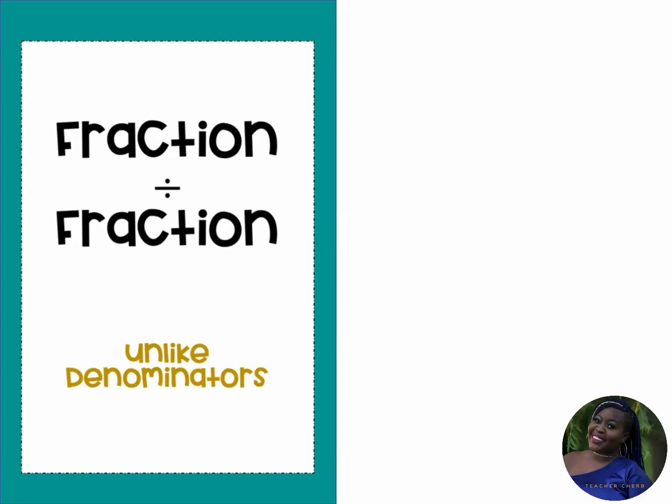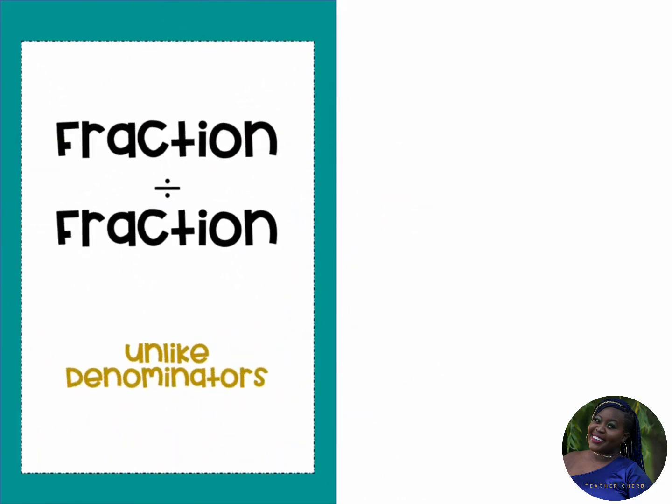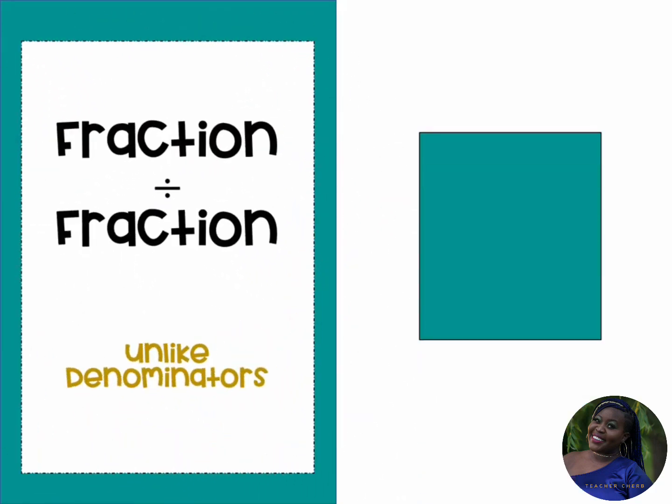We're still talking about dividing fractions, but this time we are going to look at unlike denominators. Because when your denominators are the same, you just have to focus on your numerator. But when we have unlike denominators, we have to do extra steps. So here is an example: 2/3 divided by 1/2.